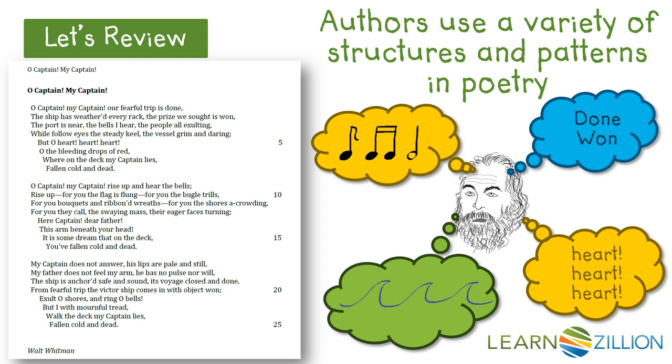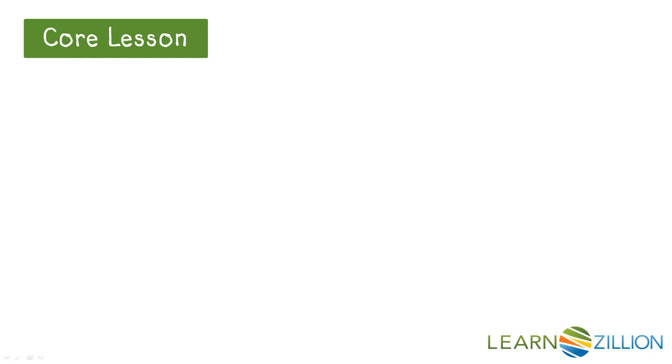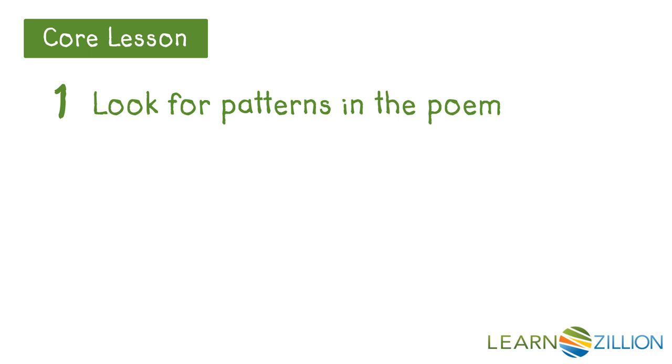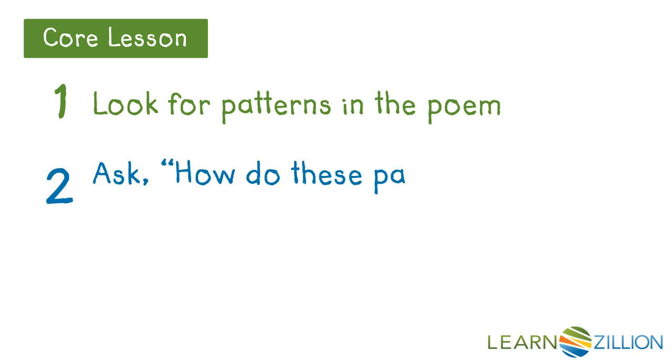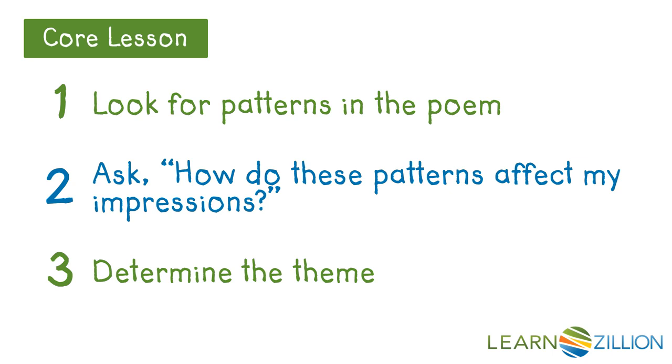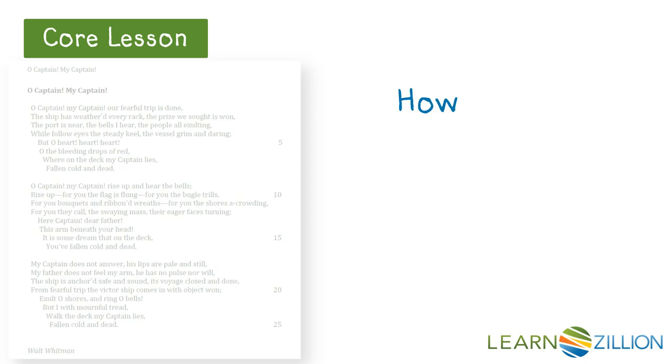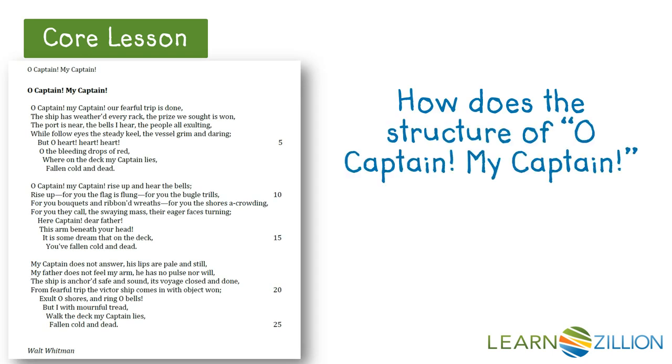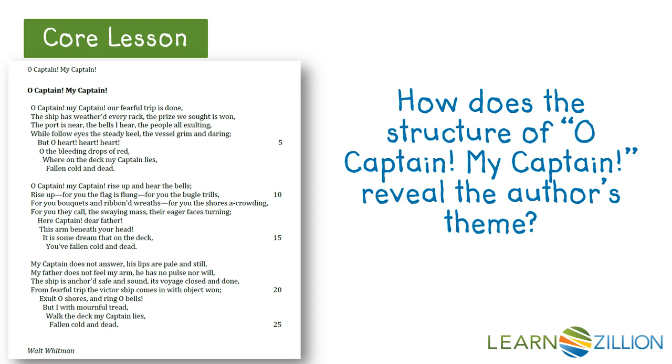So in this lesson, we are going to interpret the author's theme by analyzing the poem's structure. When we want to do this, we can follow these 3 steps. 1. Look for patterns in the poem. 2. Ask, how do these patterns affect my impressions? And 3. Determine the theme. So here's my question. How does the structure of O Captain, My Captain reveal the author's theme?